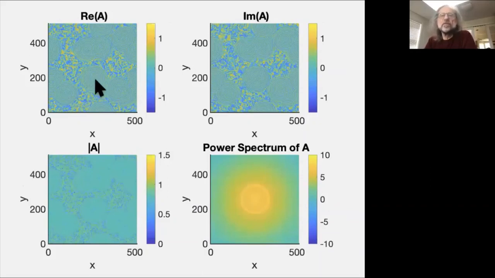Will they disintegrate and the whole thing become just a chaotic sea? Or will one spiral take over and you have a very ordered state? So let's run the simulation.